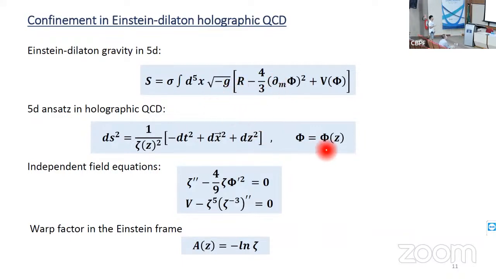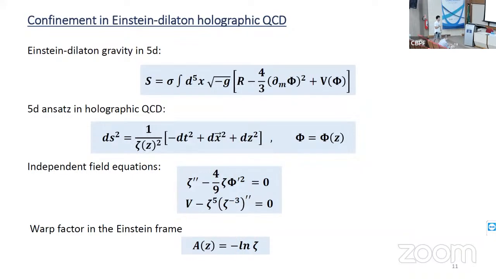So I'm looking for solutions that are consistent with these Einstein-dilaton equations, right? So I start with an ansatz that basically generalizes the AdS space. Now you have some kind of a scale factor or inverse scale factor, this zeta of z, that generalizes this, some kind of warp factor. And these are the Einstein-dilaton equations, the independent ones. And some people prefer to work with the warp factor, which is related to this inverse scale. And the idea is to find solutions that are consistent with the Einstein-dilaton equations.